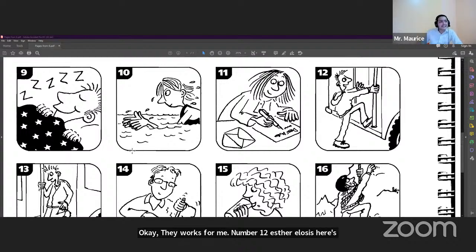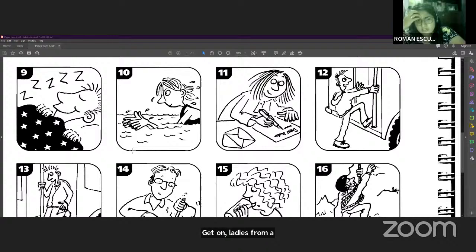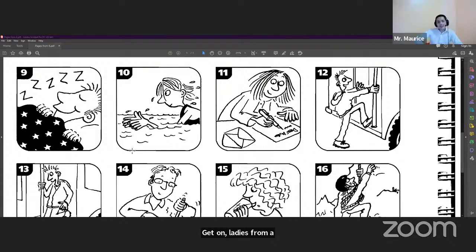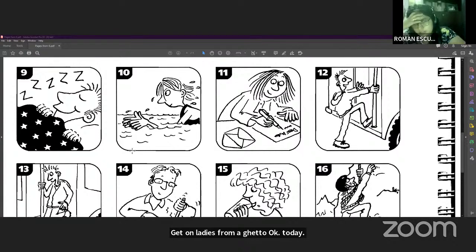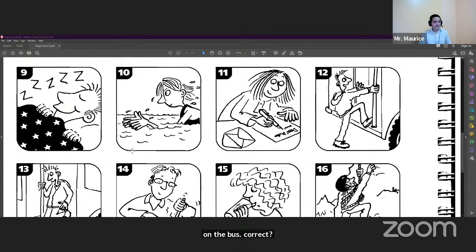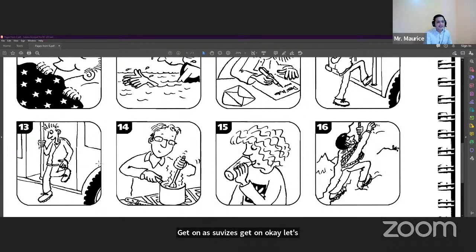Subirse en inglés es get on. La ayuda Miss Roman. He gets on the bus. Okay, but tenemos que ponerle getting. Okay, he's getting on the bus. Correct. Get on es subirse. Get on. Okay, let's continue.